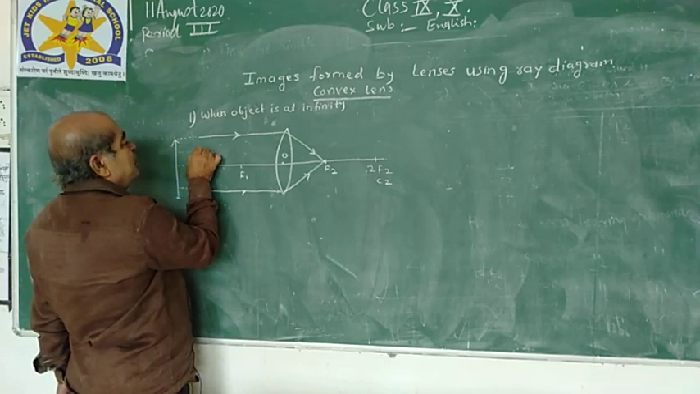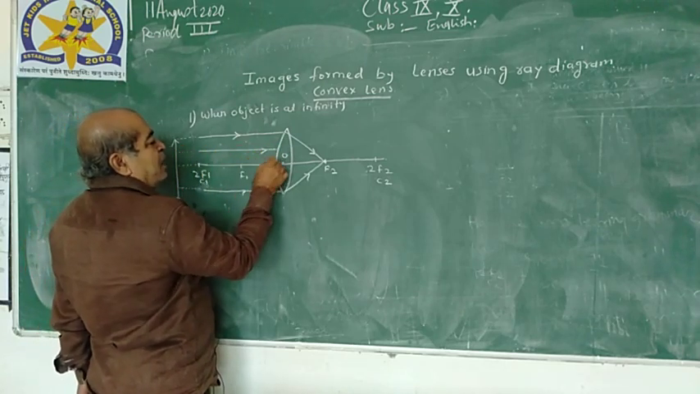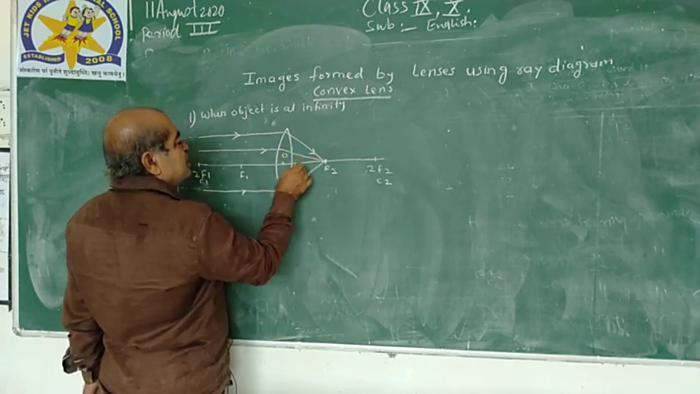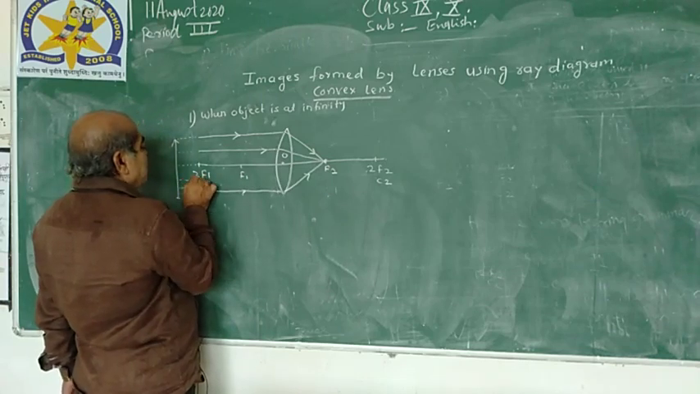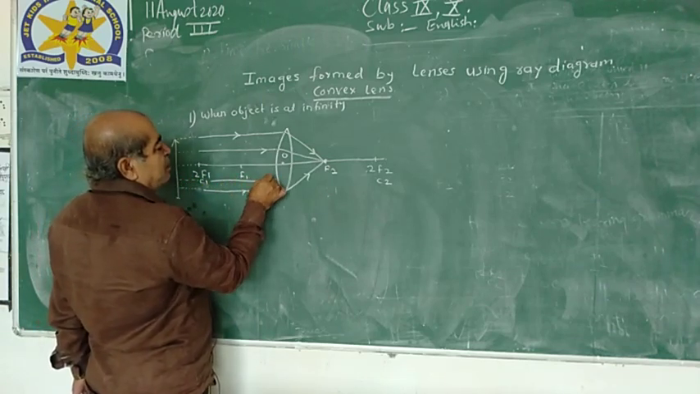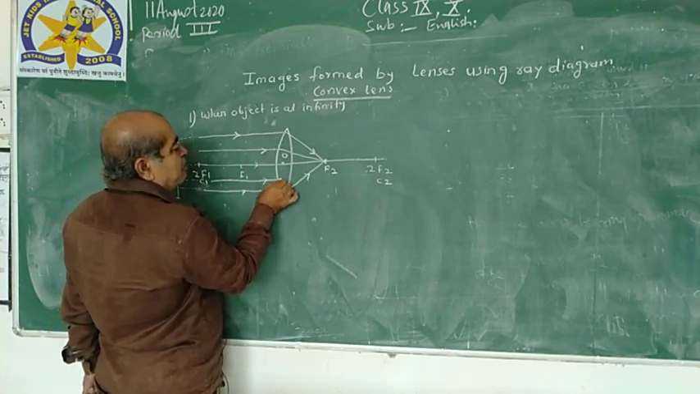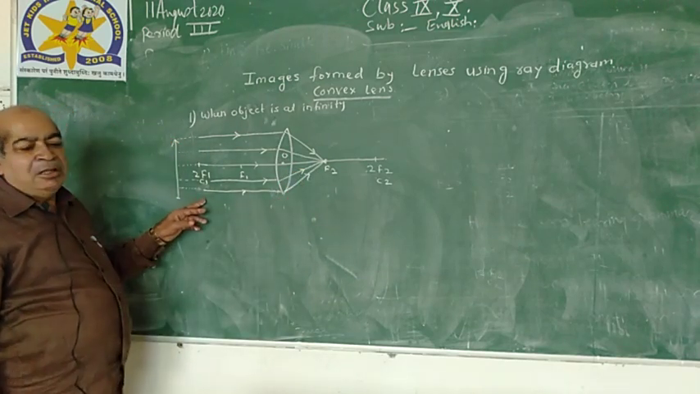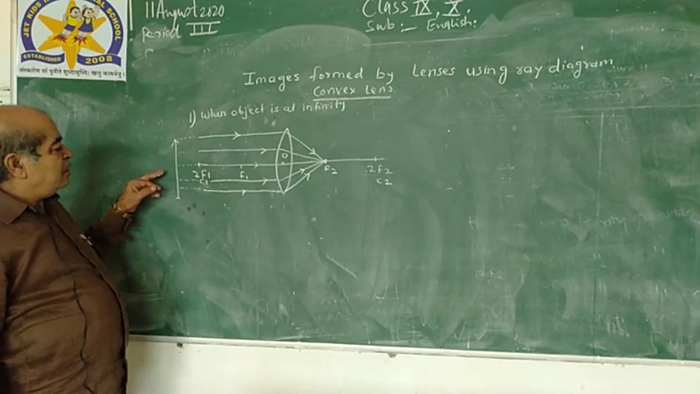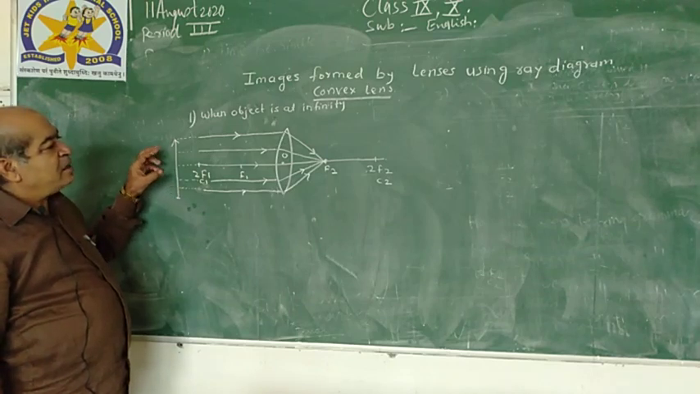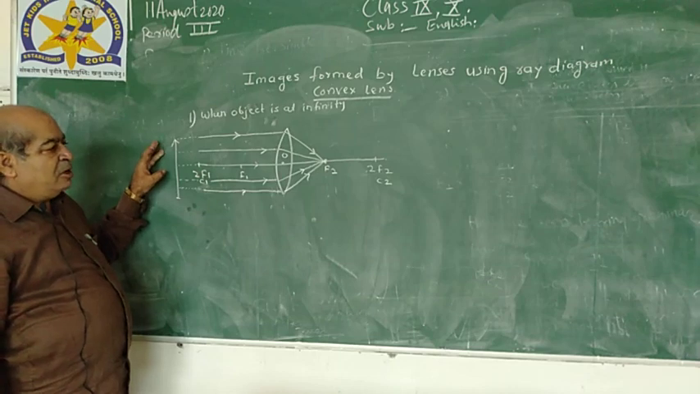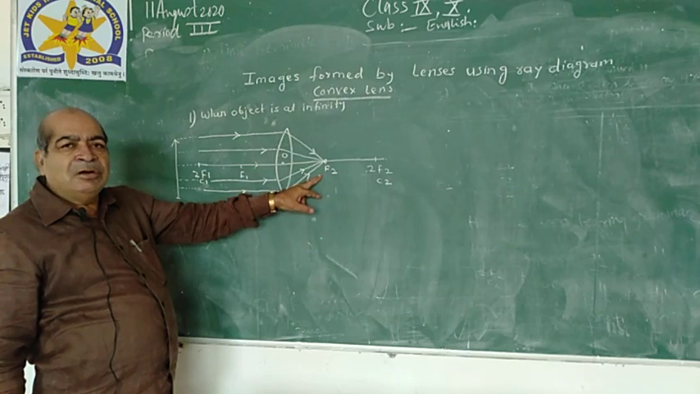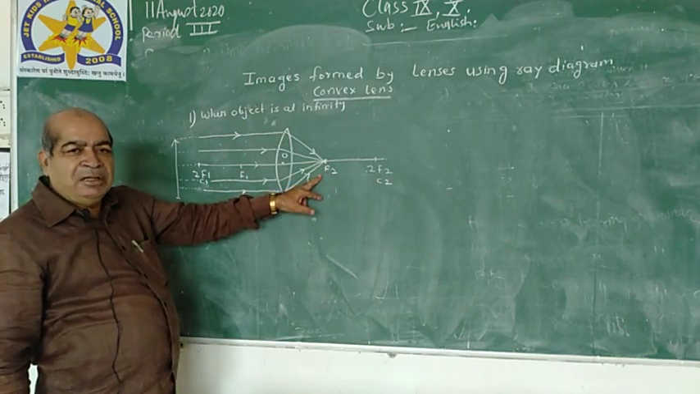So this is another ray of light parallel to the principal axis. After refraction it passes through the principal focus. This is another ray of light incident, after refraction passing through the principal focus on the other side. So when the object is at infinity, the image is formed at the principal focus on the other side.